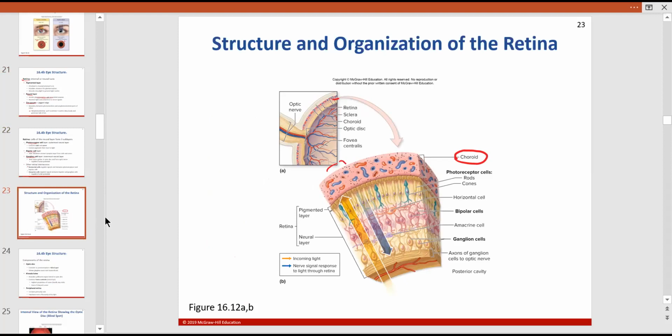And the light, as it comes in, goes through, and then comes back and goes to the optic nerve. So you have these layers of cells, and these are all neurons that transduce and send the signal. Here's a rod right here, a cone. And that's the photoreceptor layer, right? Rods and cones.